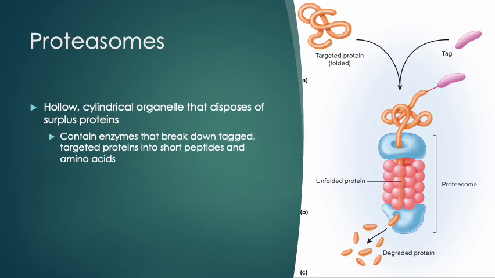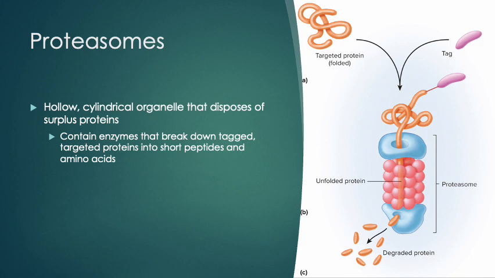So when we have these proteins that become denatured, or we don't need them anymore, or something else is wrong with them, we've got to get rid of them somehow. So these proteasomes are the protein destroyers when we don't need the protein anymore. They're cylindrical organelles that get rid of extra proteins or proteins that have been tagged because they don't work or they're broken or something like that.